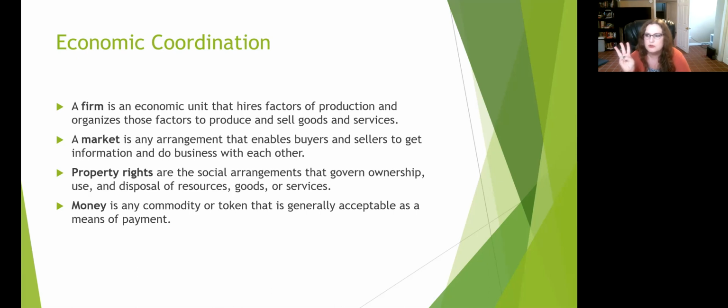Property rights are social arrangements that allow people to kind of own the goods and services that they produce and have a right to sell the goods and services that they produce. Money is just a token that we generally accept as a means of payment because we all kind of just mutually agree that $1 is $1.